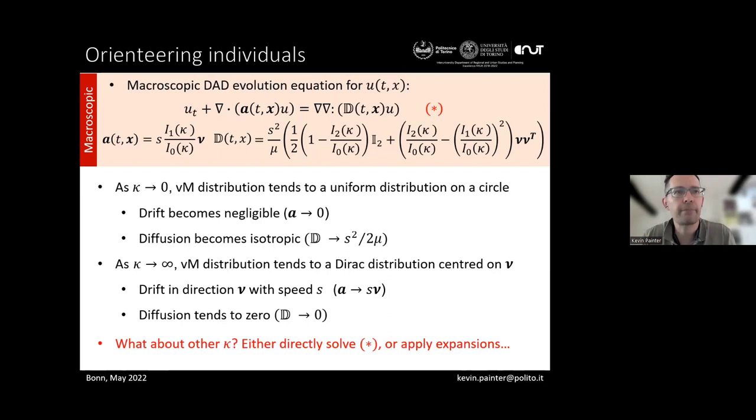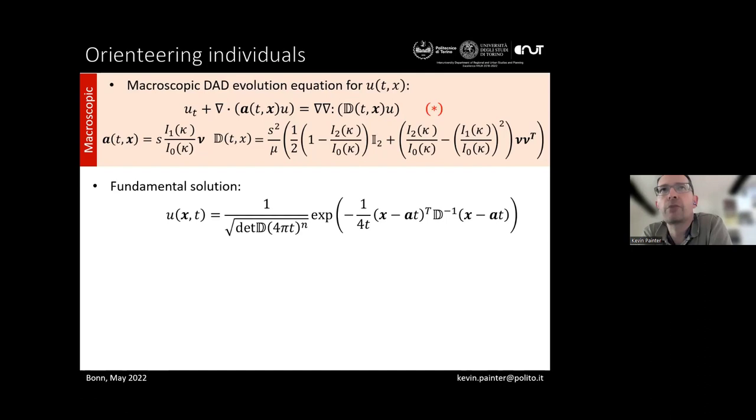But what about for other kappa? In that case, we would either need to directly solve the macroscopic DA equation here, or we can do a method of applying expansions. Directly solving it is only really possible in very specific circumstances, but it is indeed possible to write down the fundamental solution for this system.